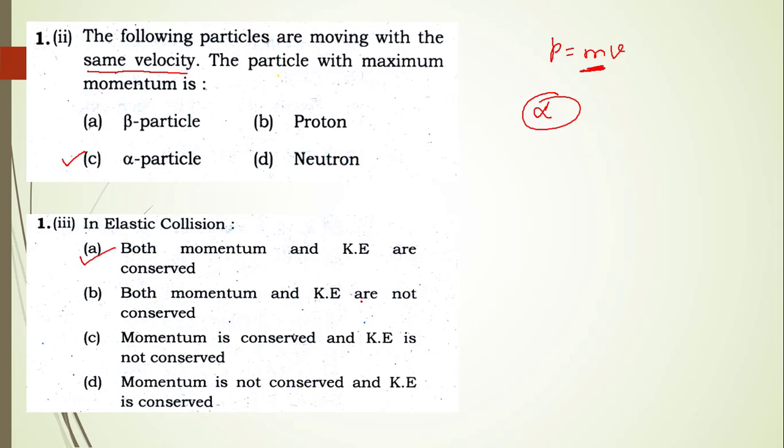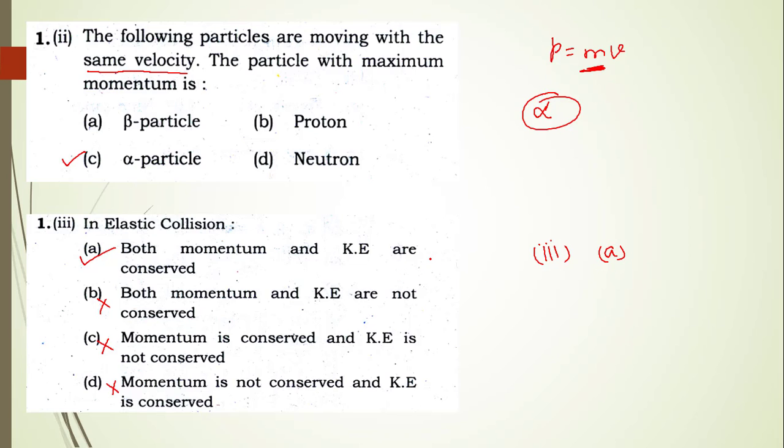Both momentum and kinetic energy are not conserved. No. Momentum is conserved and kinetic energy is not conserved. Everything is conserved. Momentum is not conserved and kinetic energy is conserved. This is again wrong. So in elastic collision, both momentum and kinetic energy are conserved. So for the third part of the first question, A is the correct option.